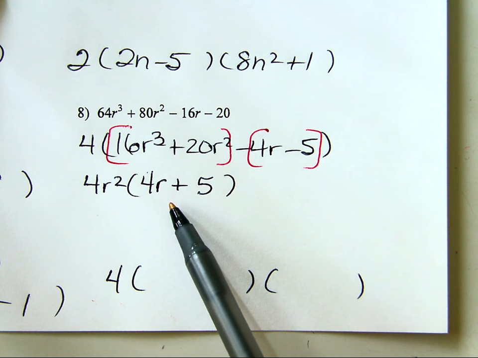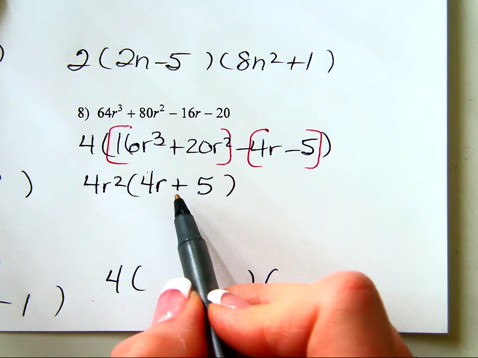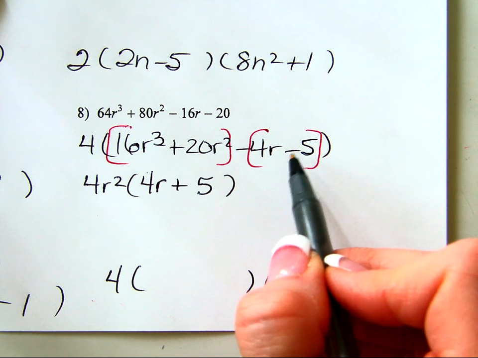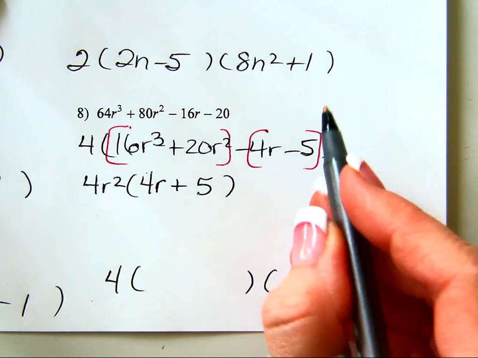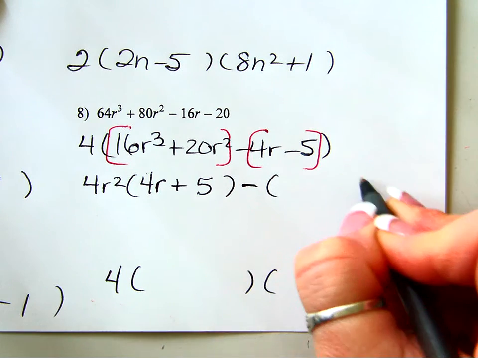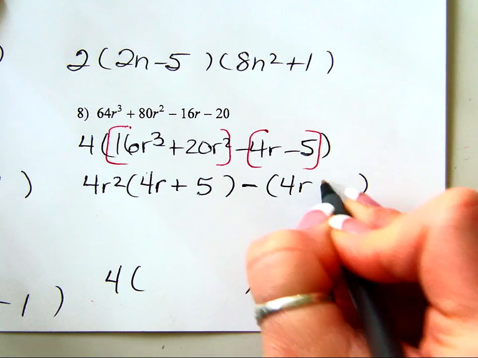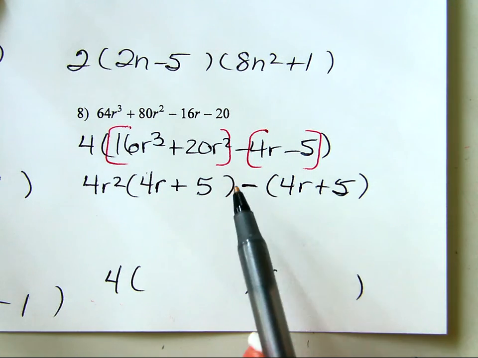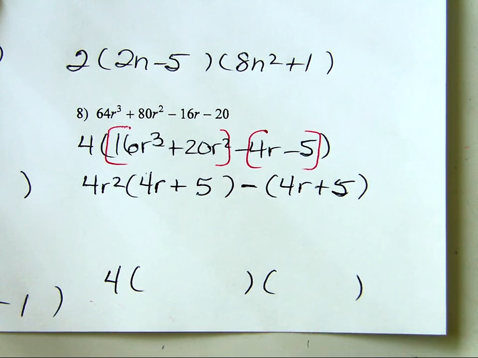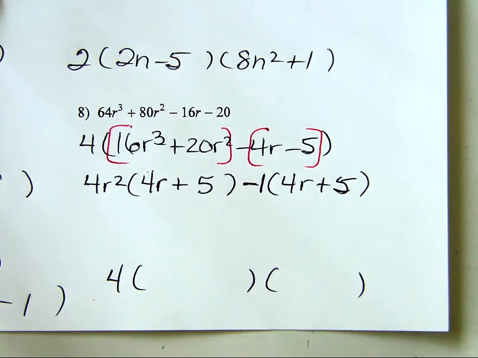Okay. I need a 4r plus 5, but I'm showing a 4r minus 5. There is no GCF to pull out, but I want the opposite of that. So I'm going to keep that negative and make this a 4r plus 5. Because look, that times that and that times that is the negative 5. So this is really a negative 1.